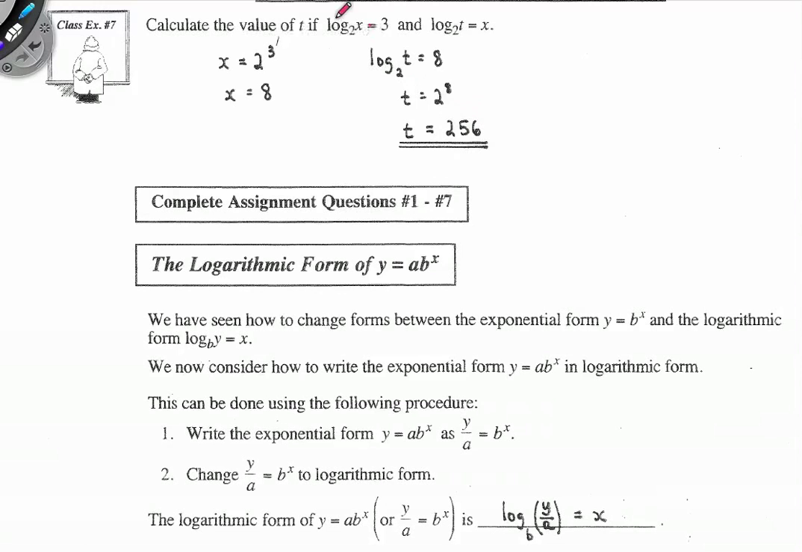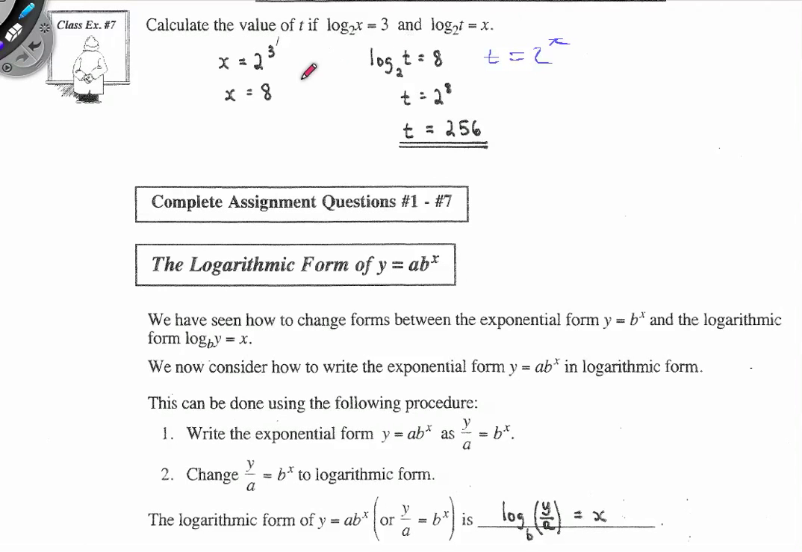Example 7. Calculate the value of t if log x base 2 equals 3. Okay, we can use drop, swing, bump. We can drop down the x, swing the 2 over, x is 2 to the 3, so x is just 8. If we're in this version here, again we can drop the t down, swing the 2 over, and it's to the exponent x. Now we're solving for t.